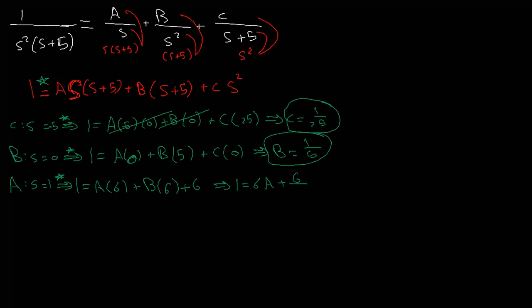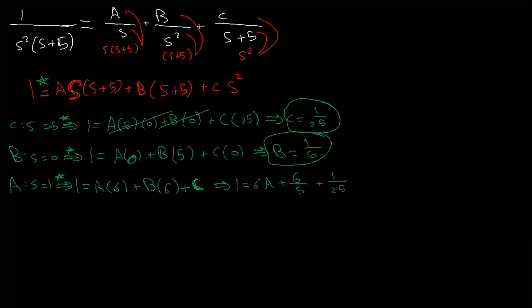So it is 6 over 5 plus 6. I'm sorry, here it must be C. Am I right? It must be C. So it must be 1 over 25.